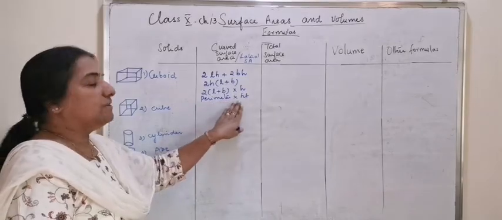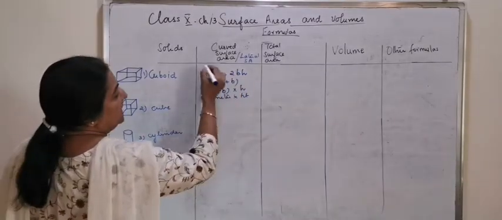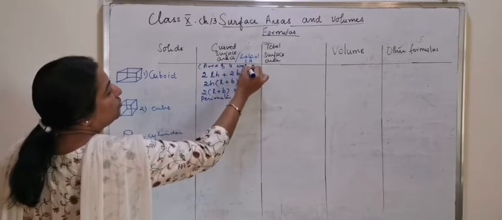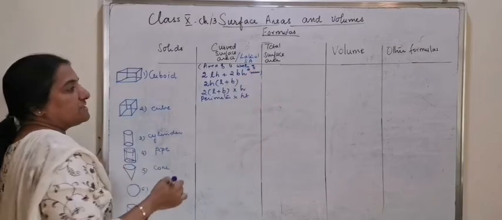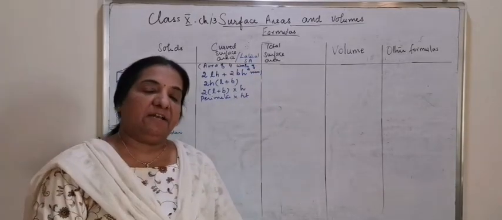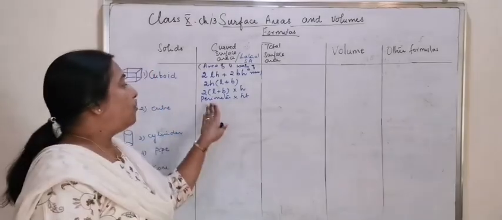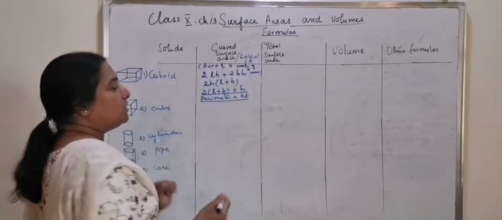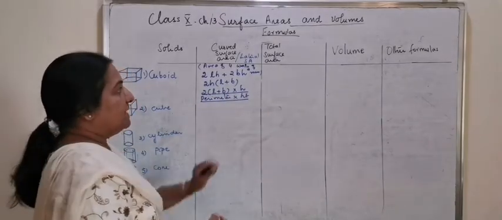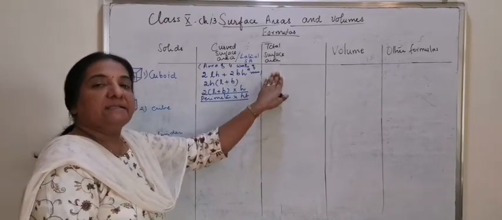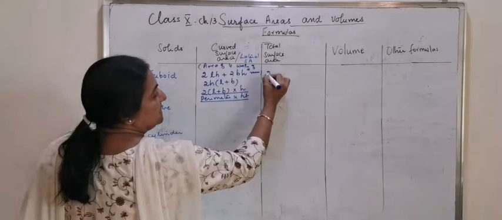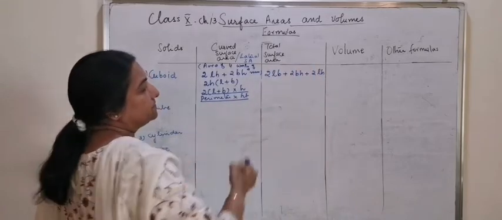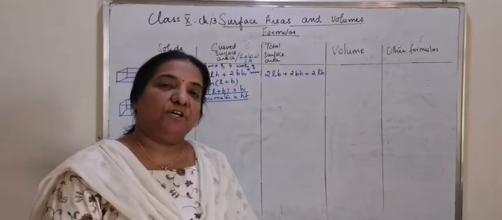It is perimeter into height, or this can be connected as area of 4 walls of a room. The lateral surface area of a cuboid can be taken very well as the formula for area of 4 walls of a room. That is perimeter into height, or you can remember by heart 2 into (L plus B) into height. The total surface area of a cuboid is the area covered by all the 6 faces. That means 2LB plus 2BH plus 2LH. That will be the total surface area of a cuboid.